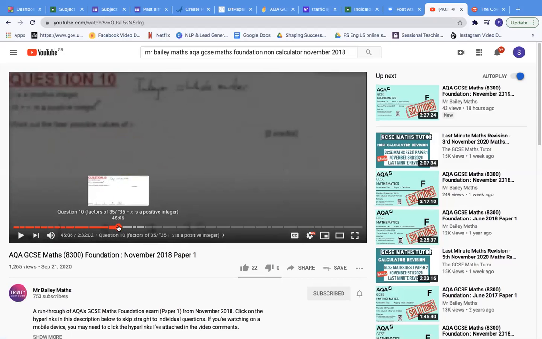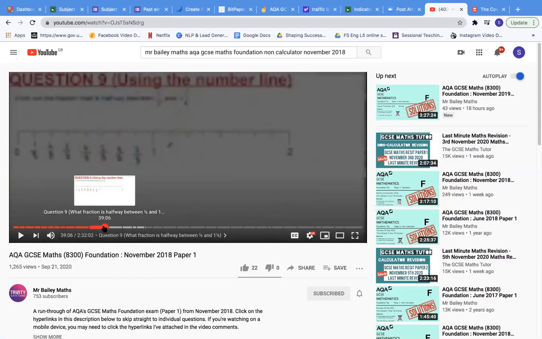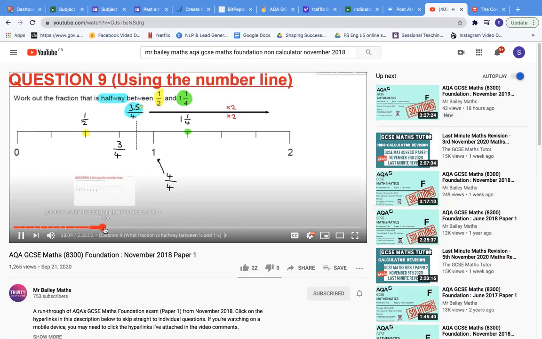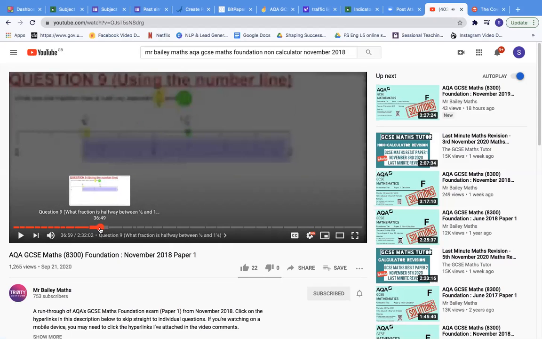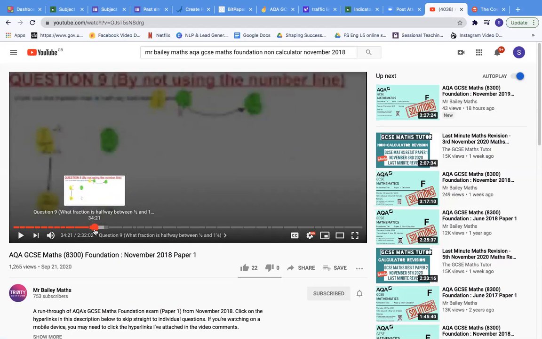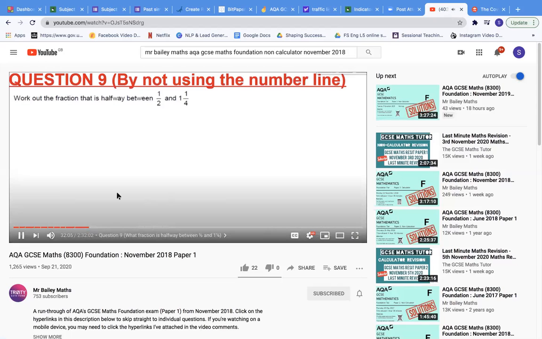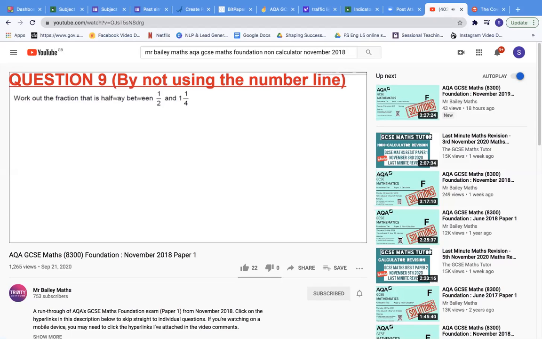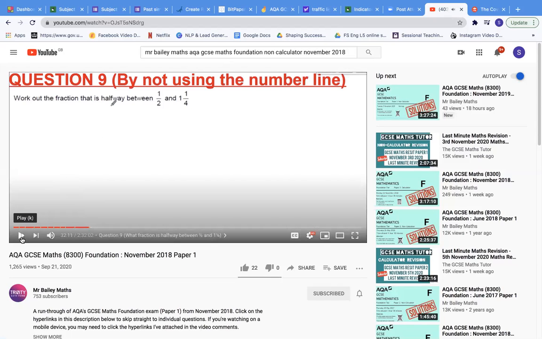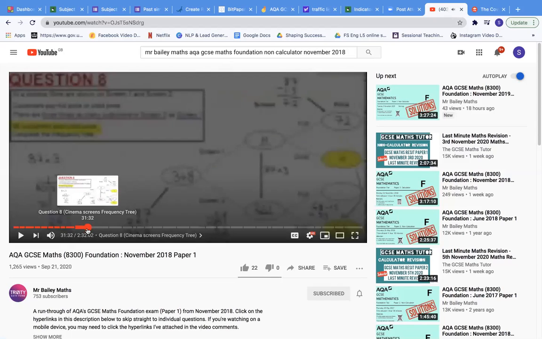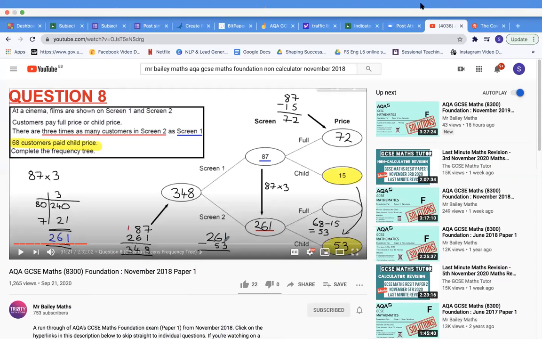Okay, and I'm just going to go through question 9, which is the AQA paper foundation, November 2019. Now he's going to go through first of all without using the number line. Then the second one, he is using the number line. So now listen carefully. I'm going to put the volume up.